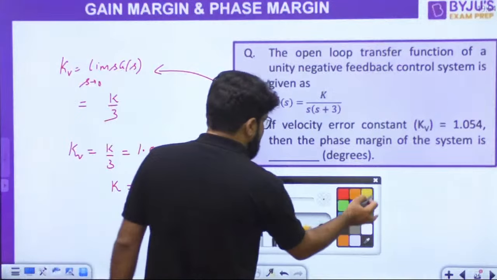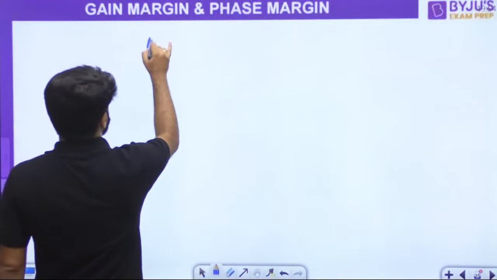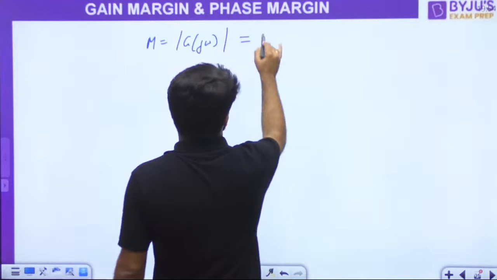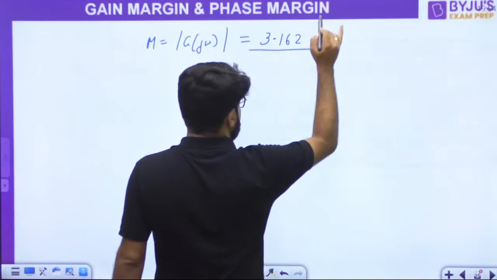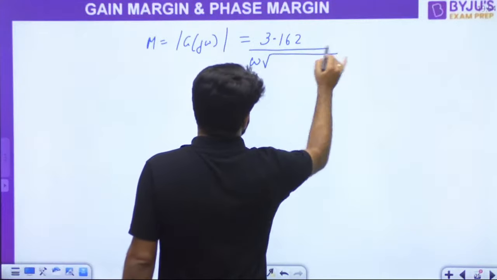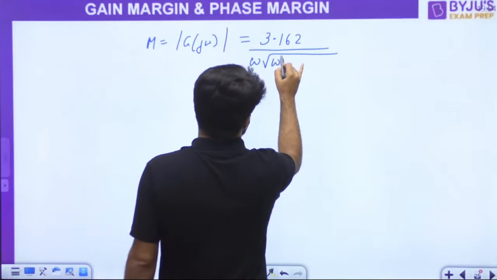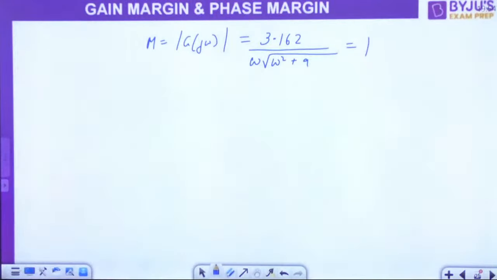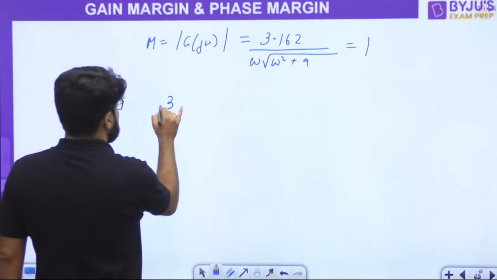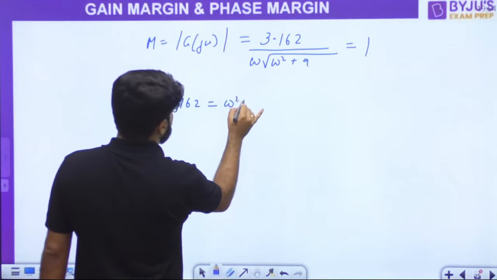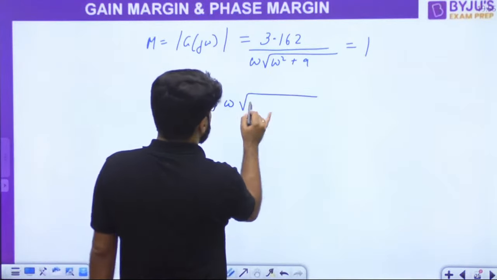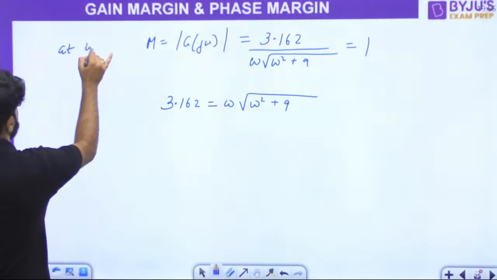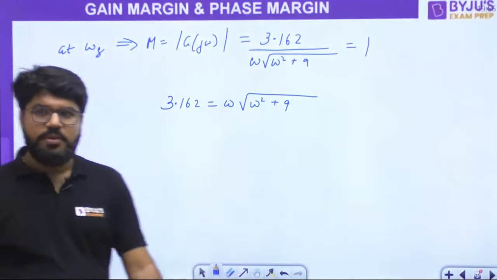So first of all we need omega g. So what is the magnitude of g? That is mod of g(j omega). The mod of g(j omega) will be k, which is 3.162, divided by omega square root of omega square plus 9, and this should be equal to 1. Setting it equal to 1, we get 3.162 divided by omega root of omega square plus 9. Omega g is where the magnitude equals 1.